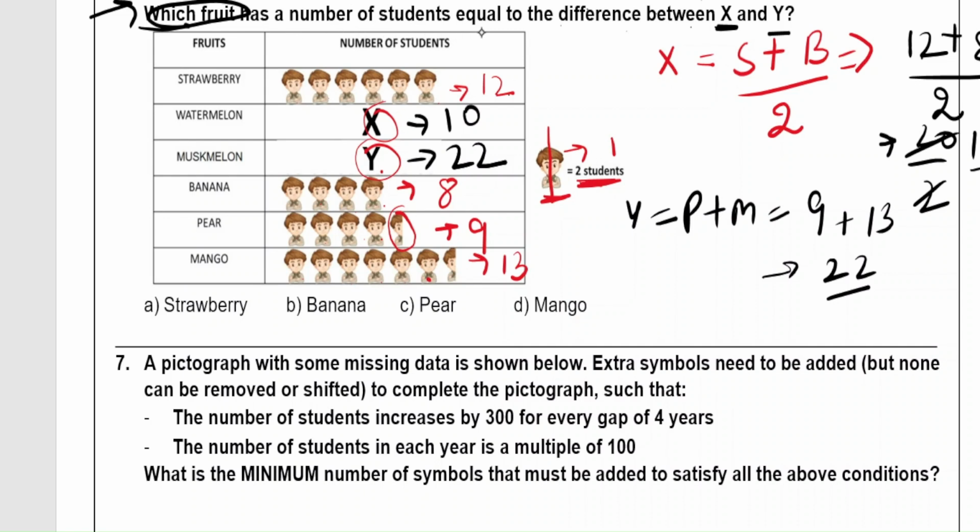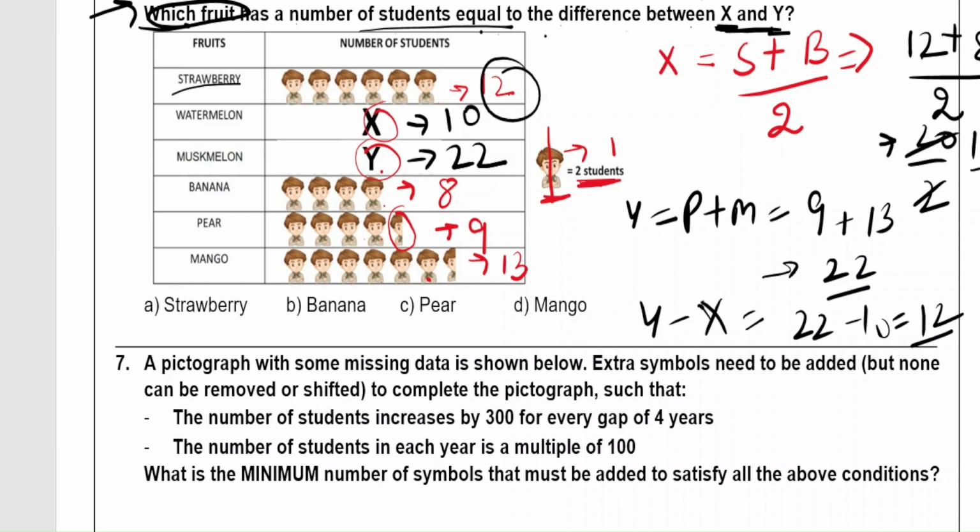The number of students needs to be equal to the difference between x and y. The difference between x and y is y minus x, that is 22 minus 10, which is 12. Now, which fruit is liked by 12 students? Strawberry is liked by 12 students in the class. So basically the answer is strawberry.